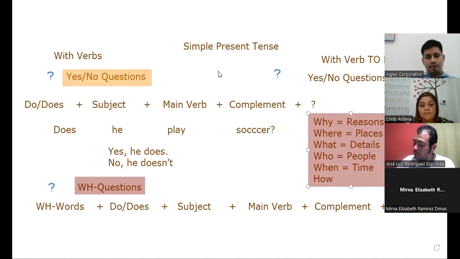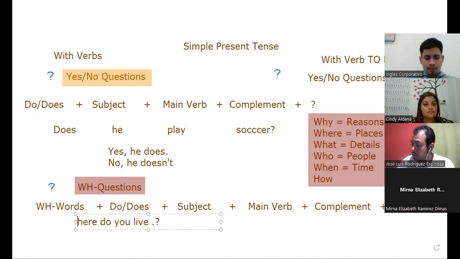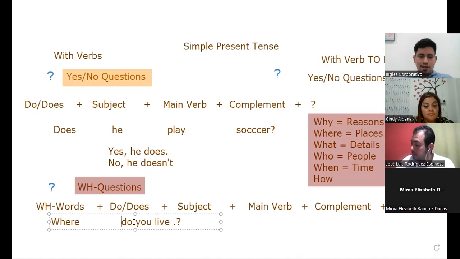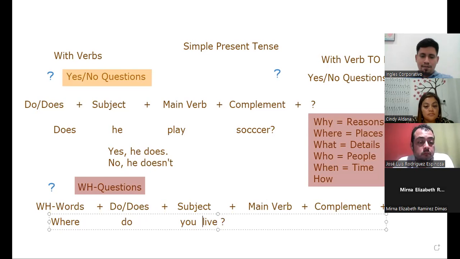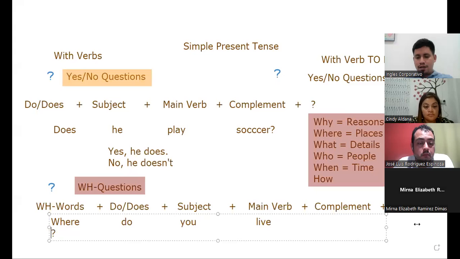Let me try this sentence. Okay, give me just one moment. Let me just share this, okay? So then we're using where do you live? Where is going to be the W word. Do is going to be the auxiliary verb. You is the subject. And also we include the verb live, okay? Live is going to be our main verb. And the question mark.